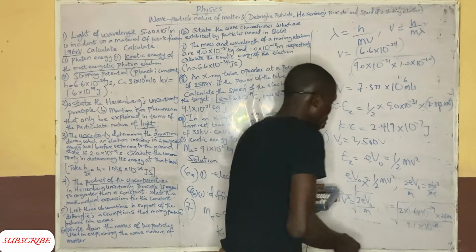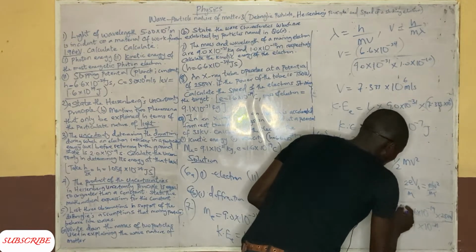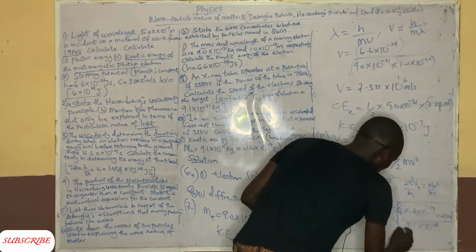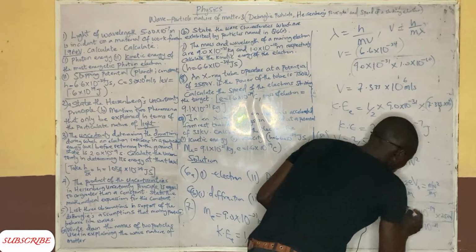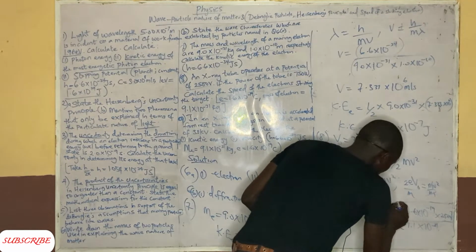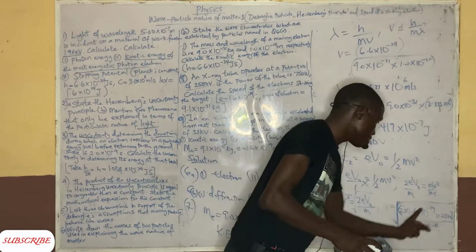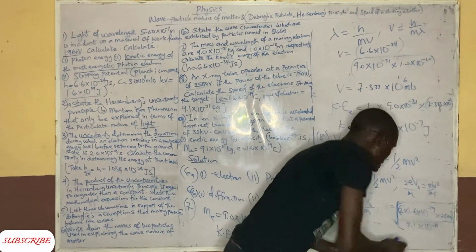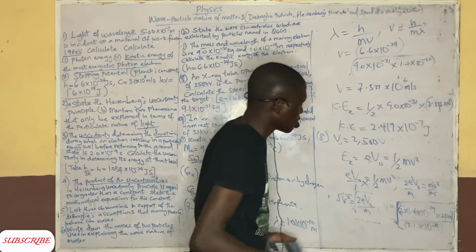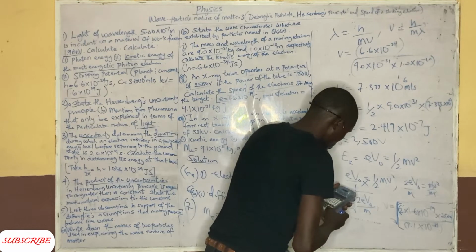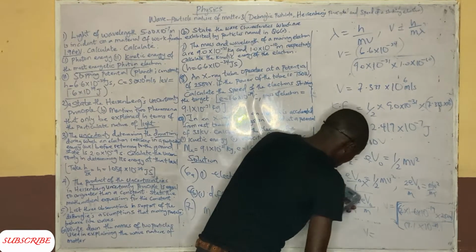What you do now is bracket this when you are using the calculator, then you bracket everything here again, then you find the square root. But you cannot do it like that. Just do it one by one. Bracket this one, divided by this, bracket this one, then bracket everything. So when you press everything on the calculator, you will have V equal to what?